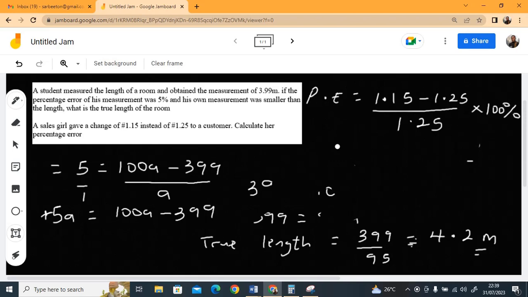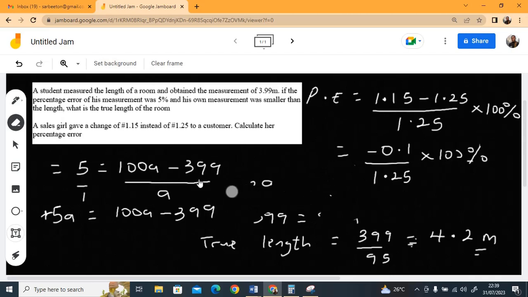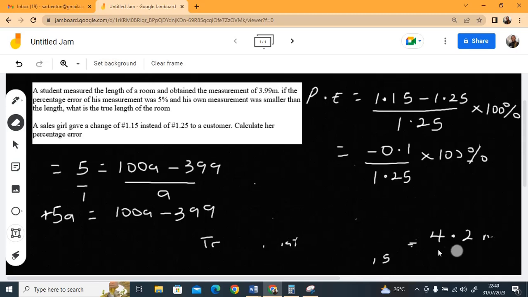So when you do this now, percentage error, that will be 1.15 minus 1.25, that is minus 0.1, over 1.25 times 100%. So I think these ones are disturbing. Let me just clean part of this. This is taking us time.